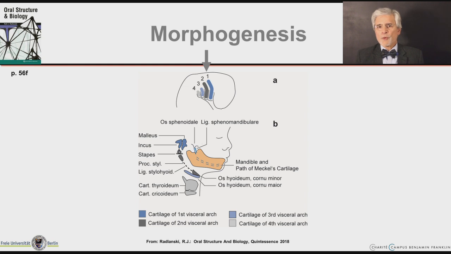So, to the first visceral arch, there belongs Meckel's cartilage, the mandible, which develops laterally of it, and the nerve of the first pharyngeal arch is the mandibular nerve. That is the lowest branch of the trigeminal nerve, the 5th cranial nerve, plus its accompanying vessels and the regional muscles of mastication and further connective tissue.